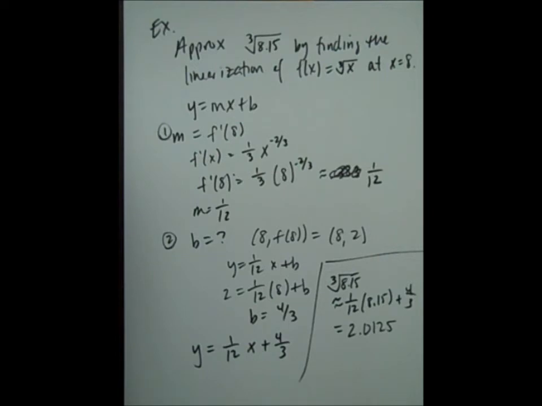So again, we're trying to find the approximate function value. So to find the approximate function value, what we do is find the linearization, which is just another name for the tangent line, and plug in our value.